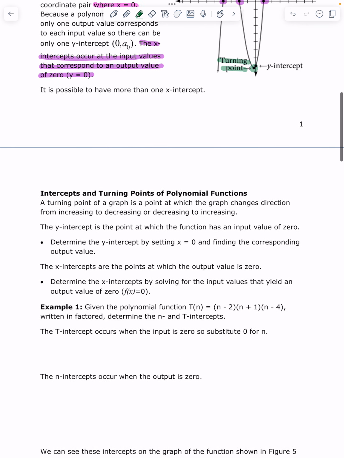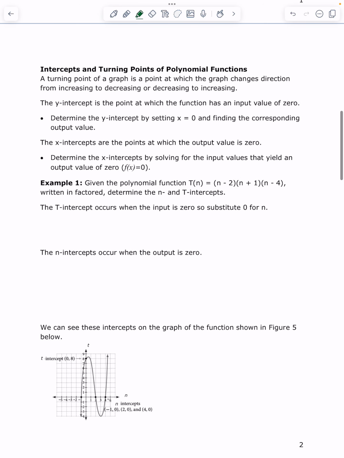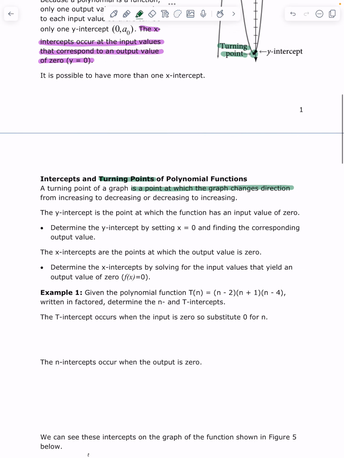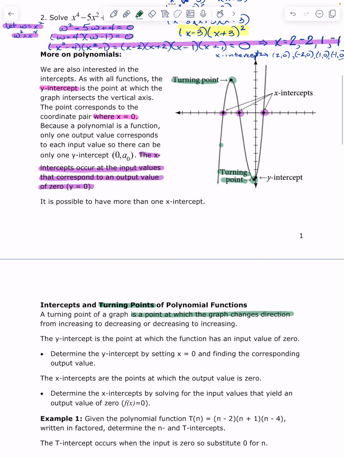Okay. So we've talked about the intercepts. Here are our turning points. A turning point is a point where the graph changes direction, either increasing to decreasing. So we're going from going up to going down, or going down to going up. And in pre-calculus, when we're talking about increasing and decreasing, we are just looking at the graph. Where is the graph going up as we read from left to right? Where is it going down?